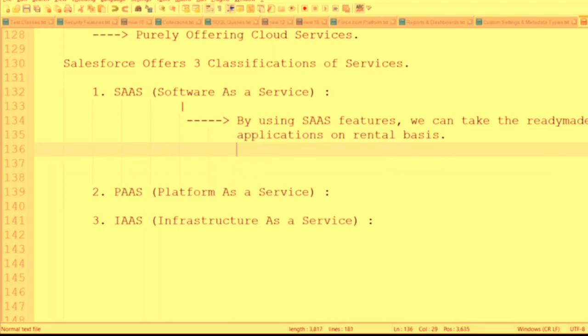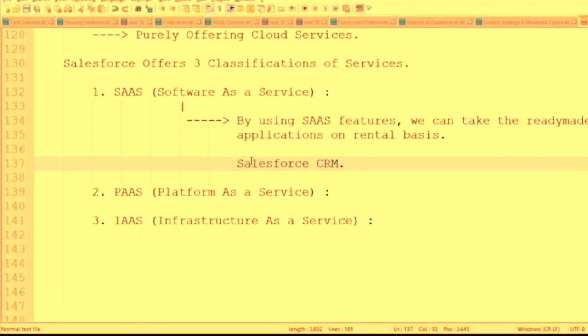Now, as part of Salesforce, what ready-made software does Salesforce offer to its customers on a rental basis? Anyone? The people who have attended my demo session. Salesforce CRM. So as part of SaaS, Salesforce is providing a ready-made application called Salesforce CRM, which can be utilized by customers to automate their business processes. This application can be accessed just with the help of a browser and internet access by paying the rental amount to the Salesforce.com organization.